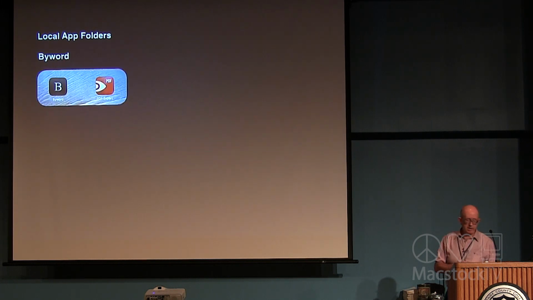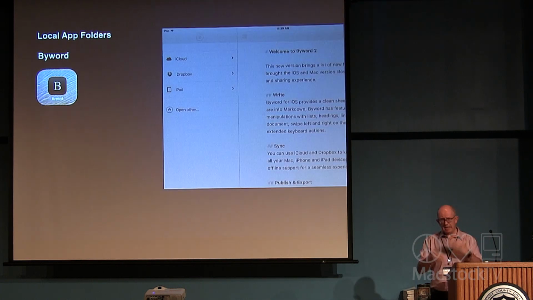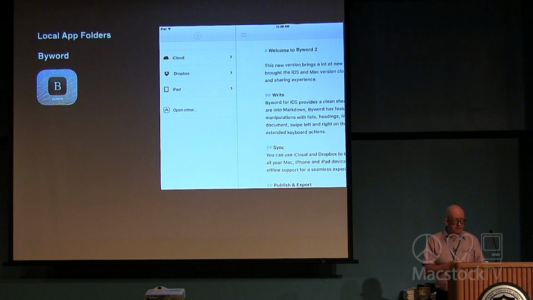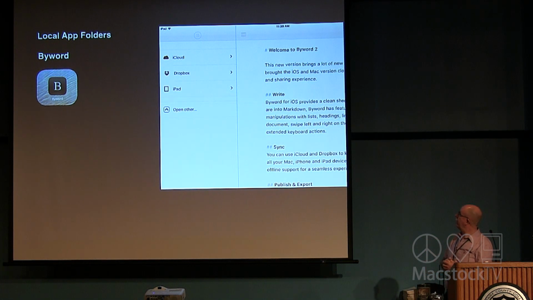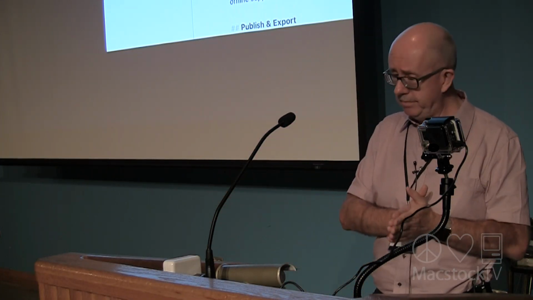The first one is Byword. Byword is a word processing app that's been out for quite a while, and it has been upgraded through the years. So you'll see here in the sidebar, we have 3 different locations. We've got iCloud, we've got Dropbox, and we've got iPad. So iCloud, as you might imagine, this is your iCloud Drive folder.